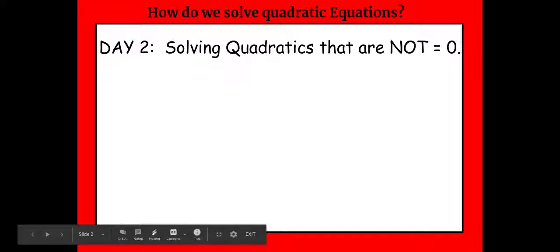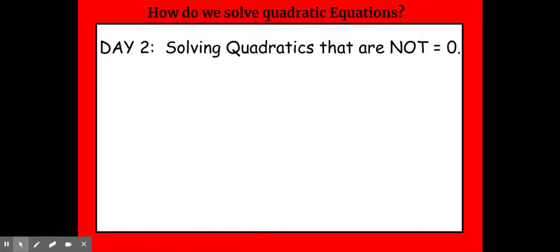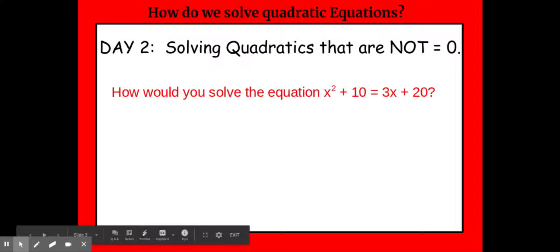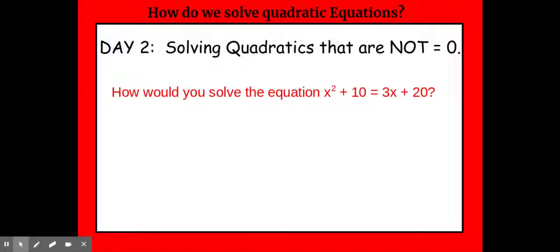So what we're going to be looking at is what happens if a quadratic is not set equal to 0, because that's the only way we know how to solve a quadratic at this point: if it's set equal to 0 in order to factor it. So what happens if that's not the case? For example, how would you solve the equation x squared plus 10 equals 3x plus 20?